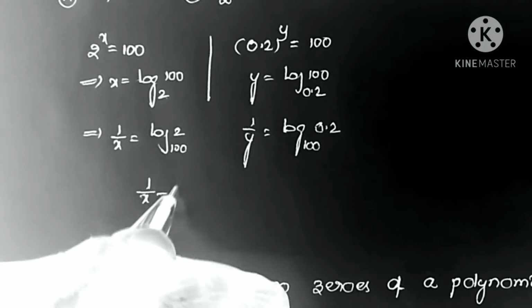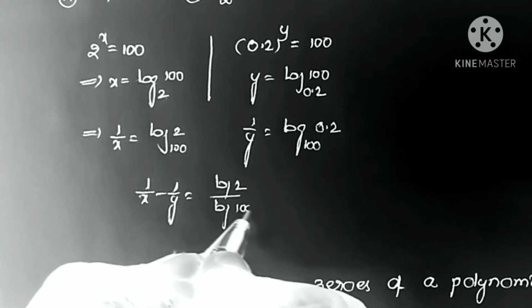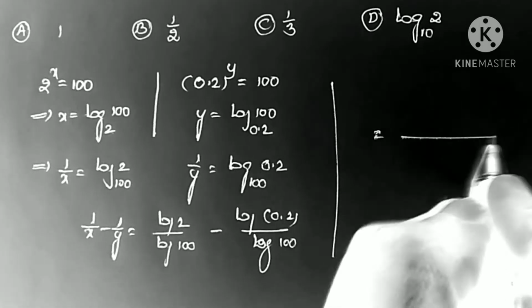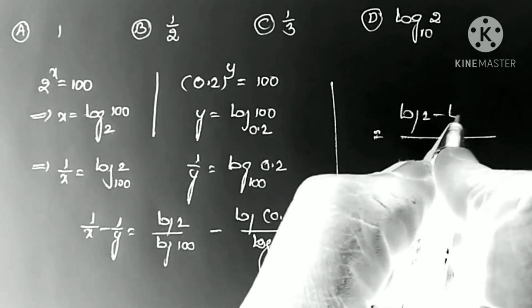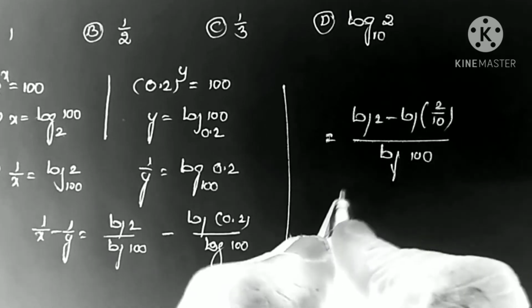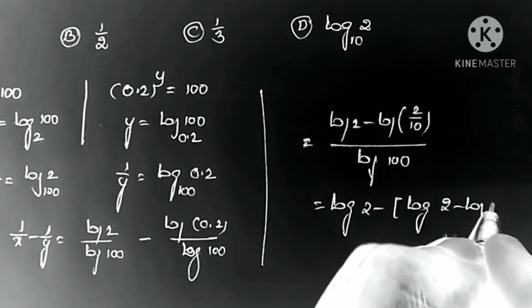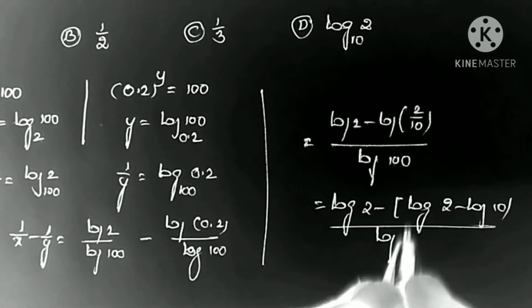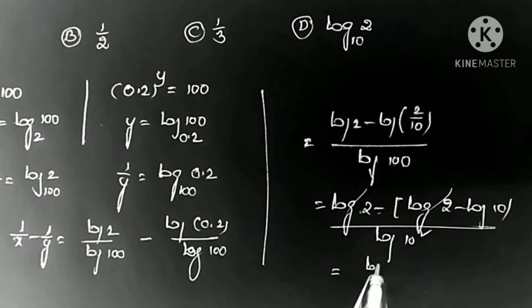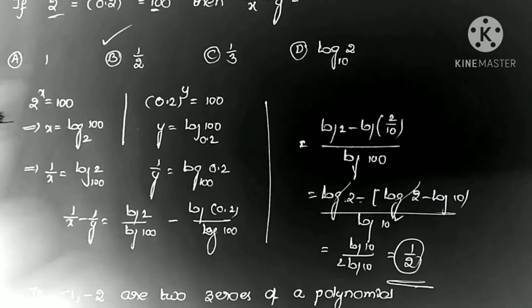What is the value of 1 by x minus 1 by y? This value is nothing but log 2 by log 100 minus log 0.2 by log 100. Now taking LCM, this is log 2 minus log 0.2, that is log of 2 by 0.2, which is log 10, by log 100. Log a by b is log a minus log b, and 100 is 10 square. So log 2 gets cancelled, minus of minus plus, that is log 10 by log 10 square, which is 1 by 2. So the answer is 1 by 2, that is the second option.